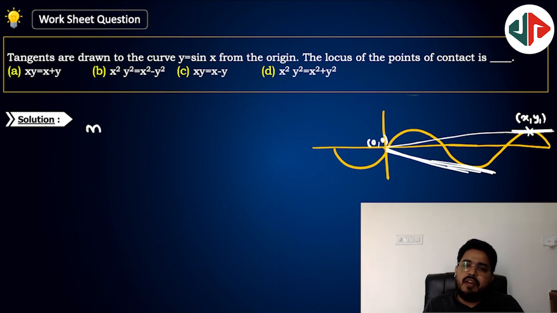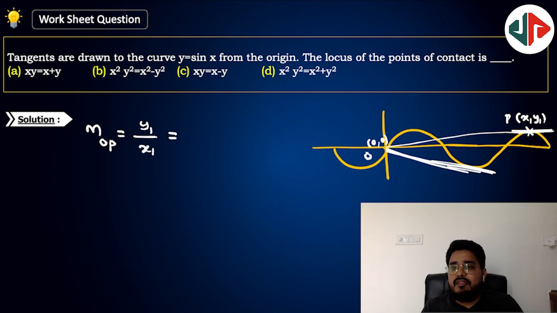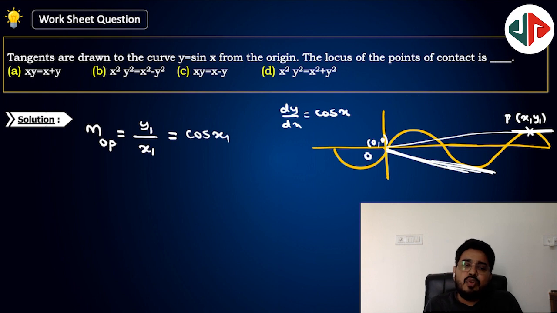So OP, slope of OP is y1 by x1, is equal to slope of this curve y is equal to sin x at x1, y1. dy by dx is equal to derivative of sin x, which is cos, at x1, y1. So you will write cos x1. So locus of x1, y1 is y by x is equal to cos x.